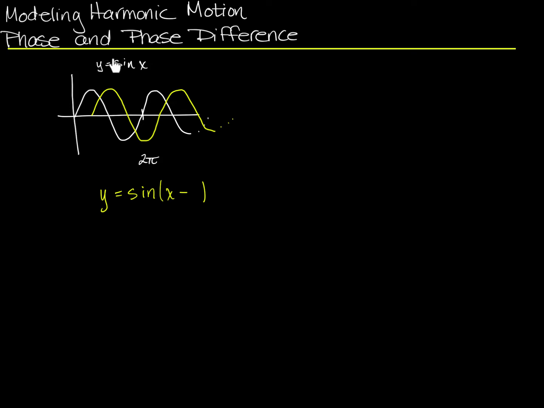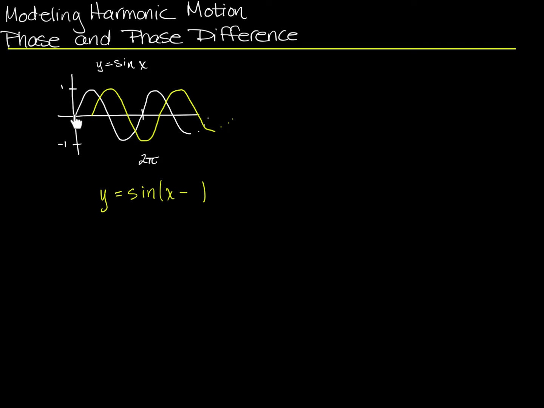Now, I said a minute ago that y equals the sine of x was my white curve here. That means its amplitude is 1. It hasn't been stretched or compressed in any way. So it goes up to 1 and down to -1. And therefore, so does the yellow graph.